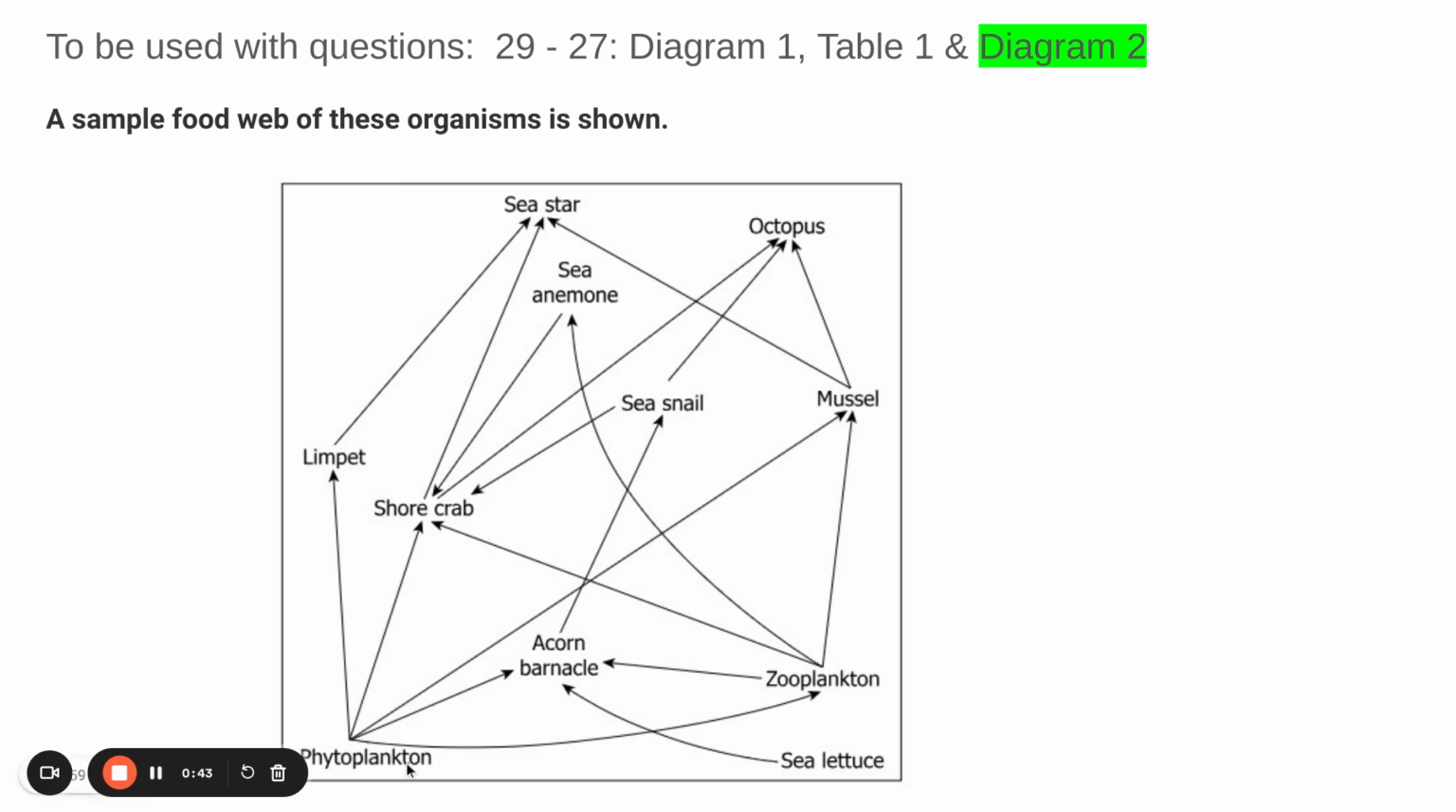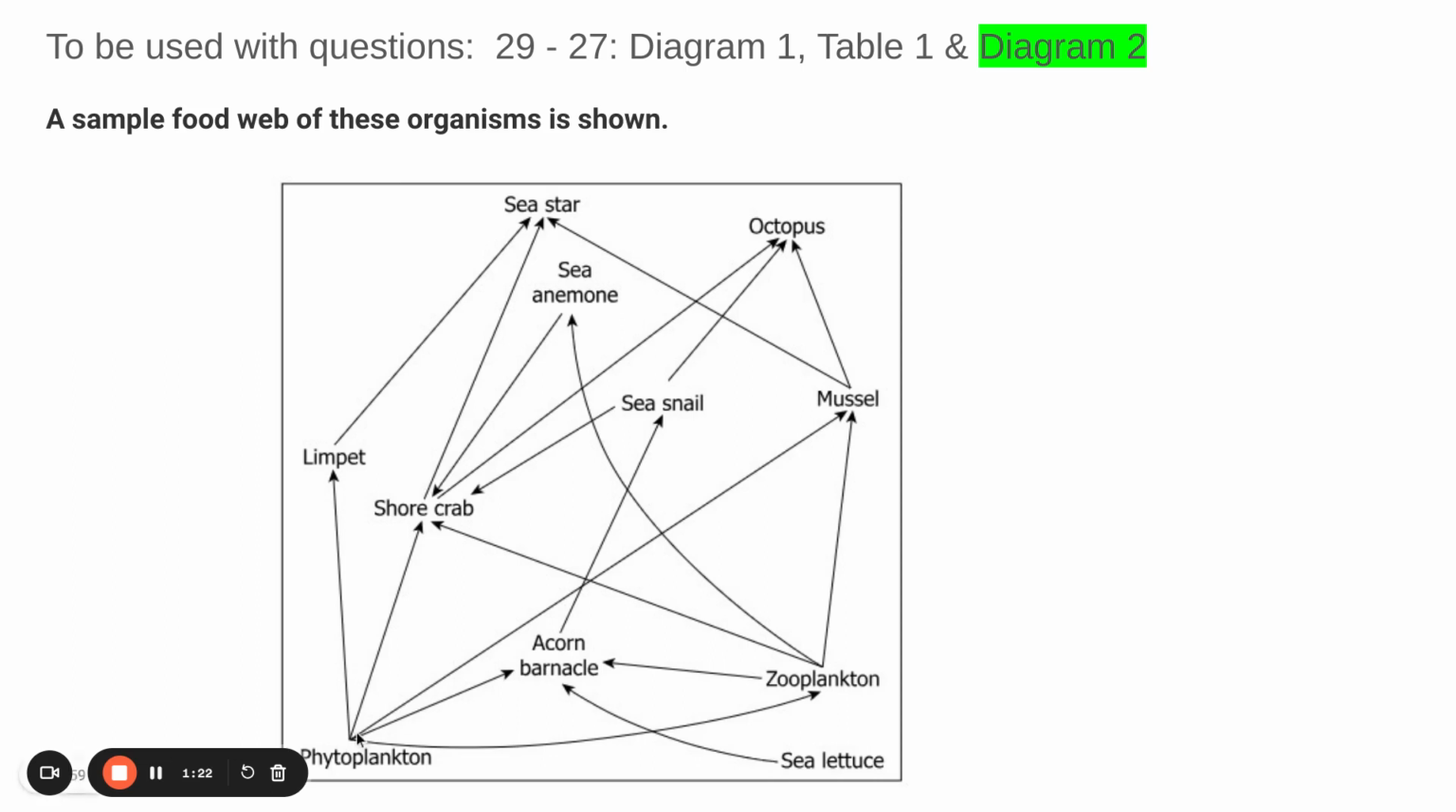Is it the phytoplankton because they are how the toxins entered into this food web, so they're the source? Is it the zooplankton because they're the first order consumers and they're the first to feed on the toxic phytoplankton? Is it the acorn barnacle because they are filter feeders and would filter the toxins from the water? Or is it the octopi because they are apex predators and feed on organisms that have accumulated the toxins? So let's see what that could be.